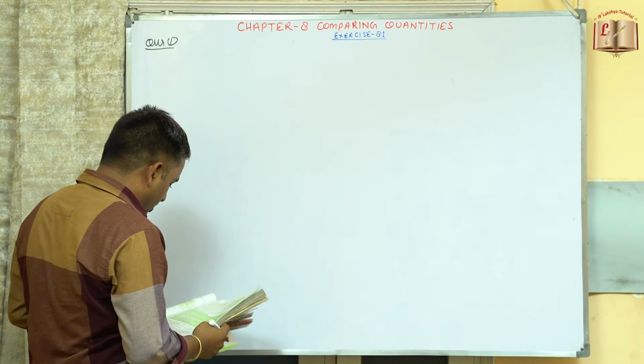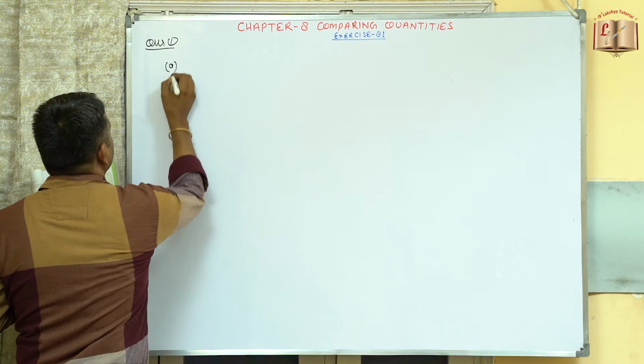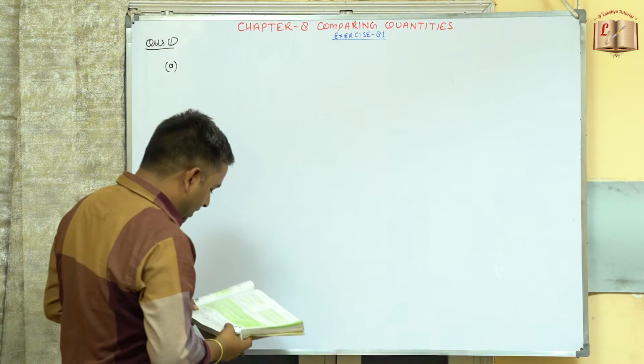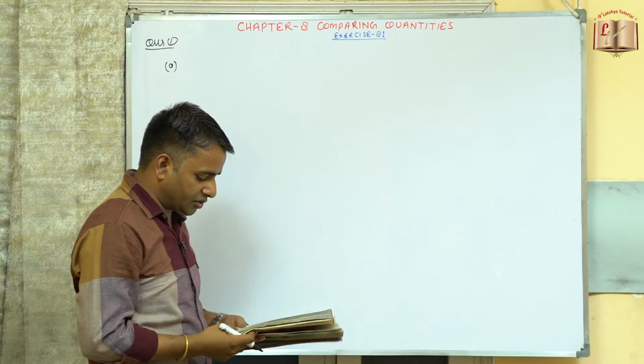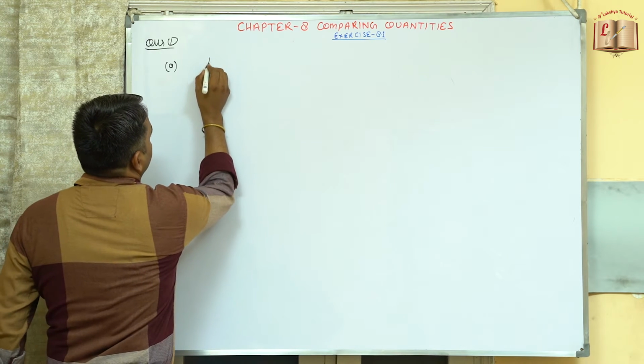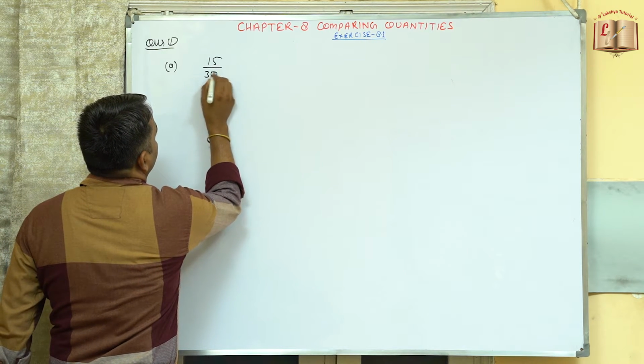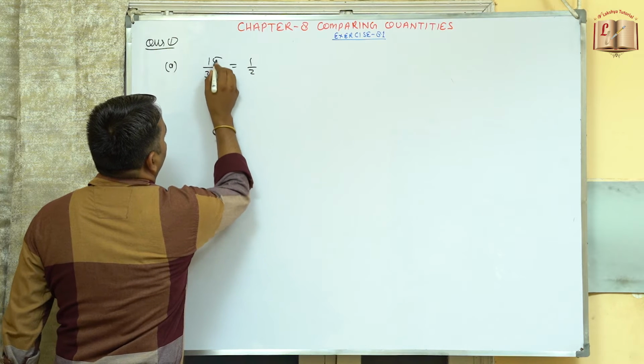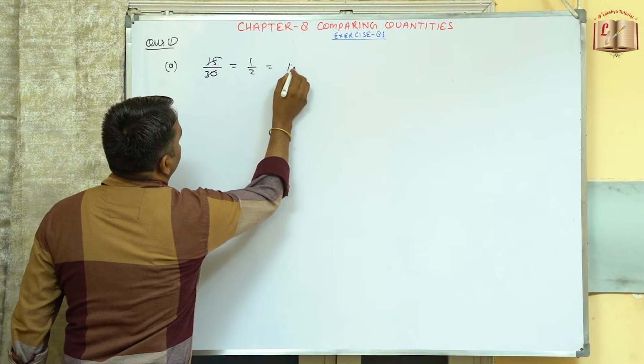Find the ratio of the following. A. Now this is the speed of a cycle, 15 km per hour, to the speed of the scooter, 30 km per hour. So this is 15 by 30. So this is simply 1 by 2. So this can be written as 1:2.